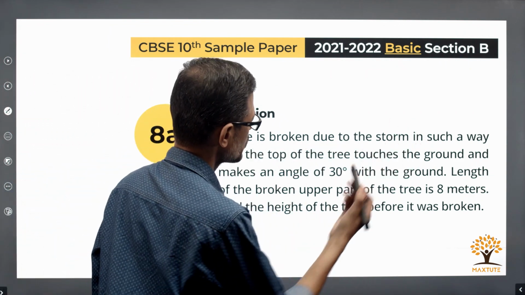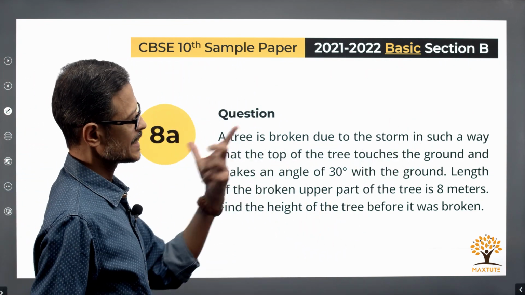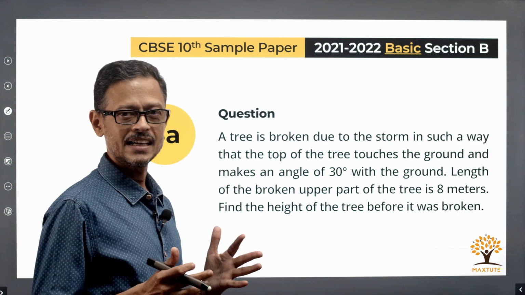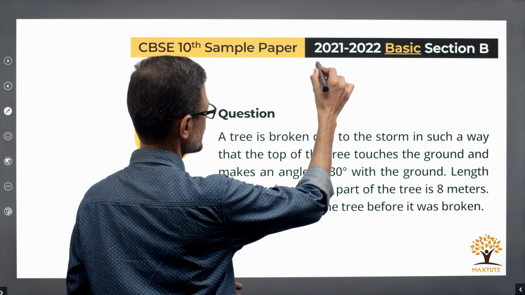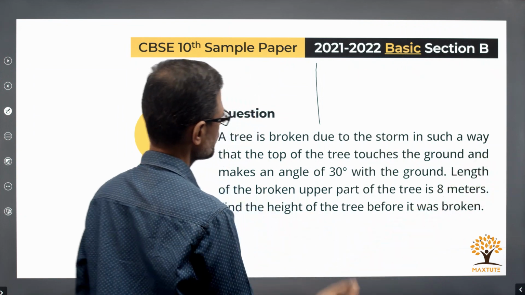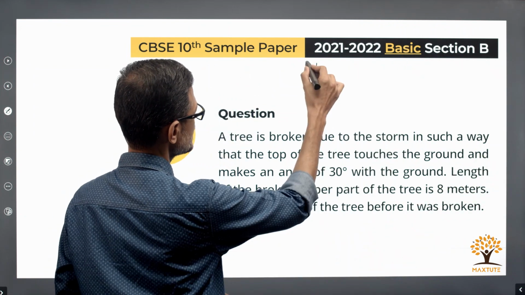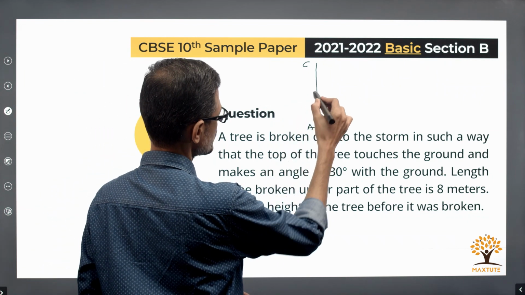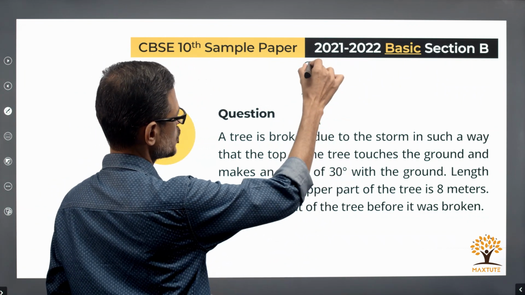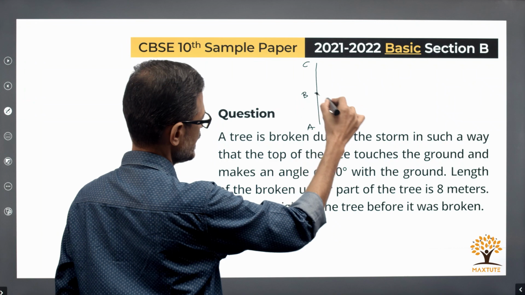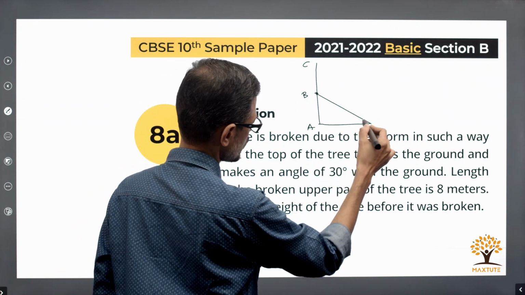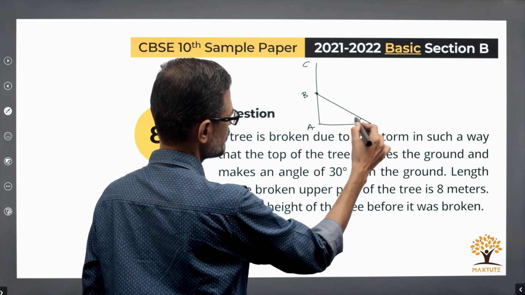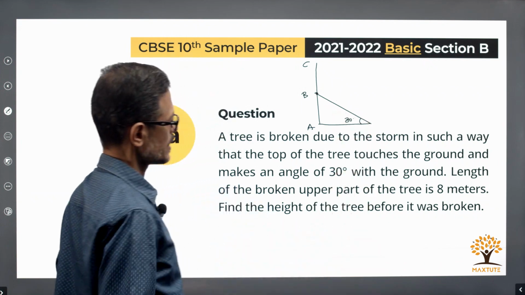A tree is broken due to the storm in such a way that the top of the tree touches the ground and makes an angle of 30 degrees. So, quickly let's plot it. We are going to be carrying it over to the next slide too. AC, let's say, is the tree as it stands. The place where it broke, let's call it as B. The top broken part now makes an angle of 30 degrees. The top of the tree rests on the ground and makes an angle of 30 degrees with the ground.